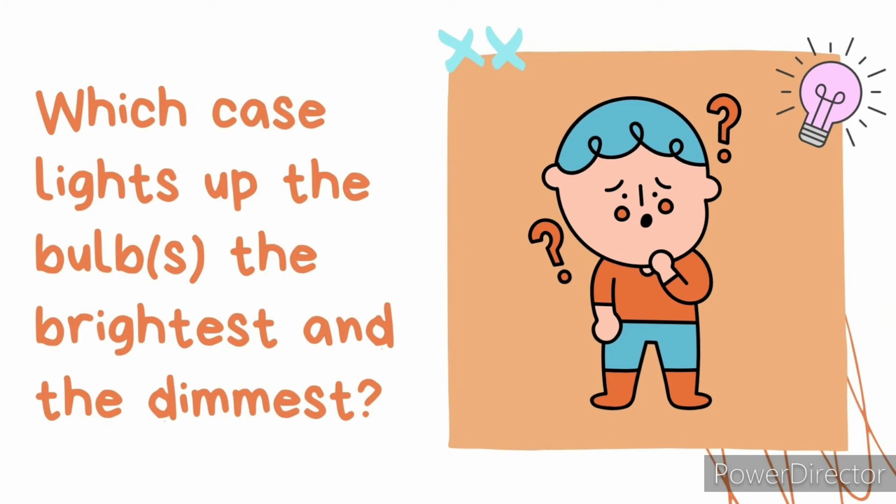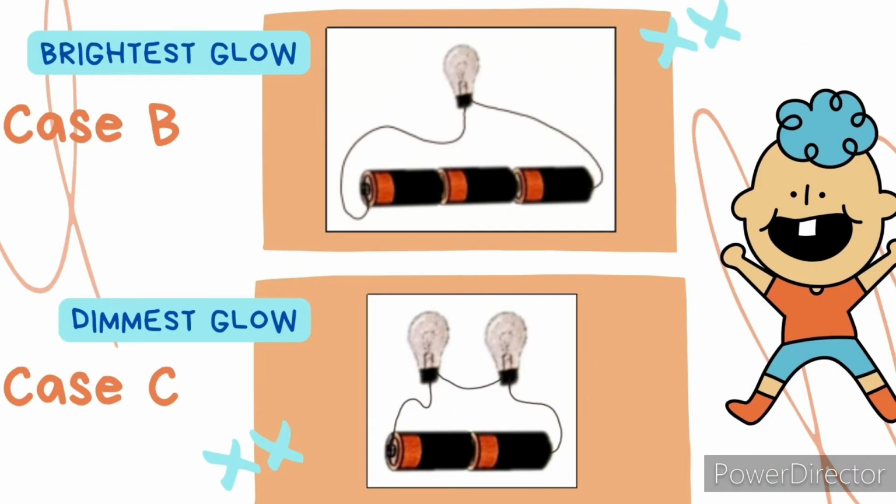Okay, class, based from the video that you have just watched, which case lights up the bulb or the bulbs the brightest and the dimmest? So we have the brightest glow, which is case B, the dimmest glow, case C.